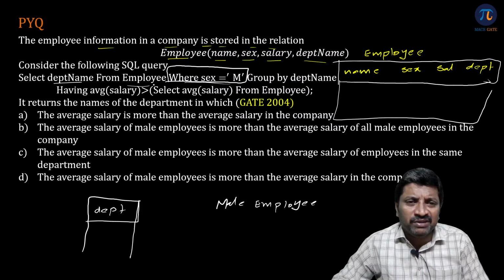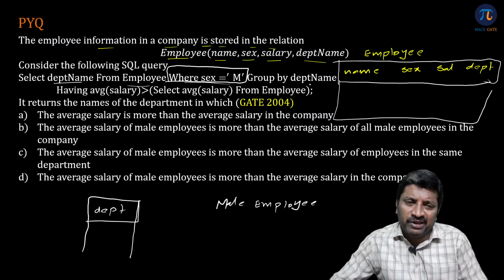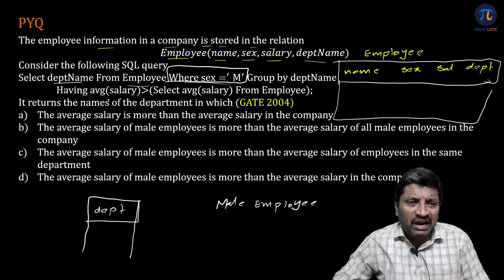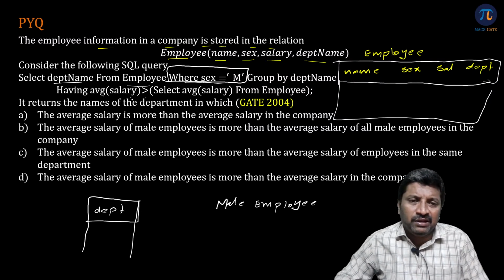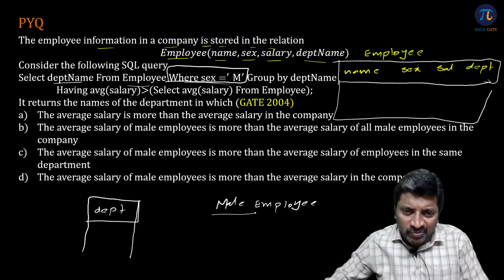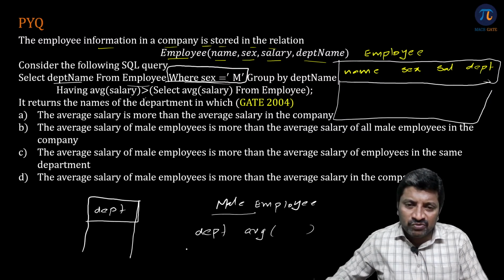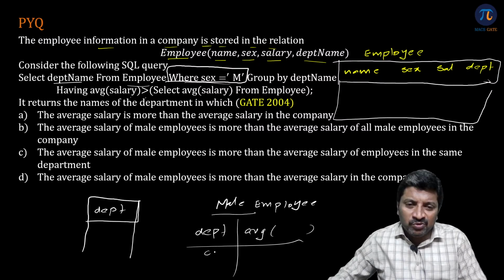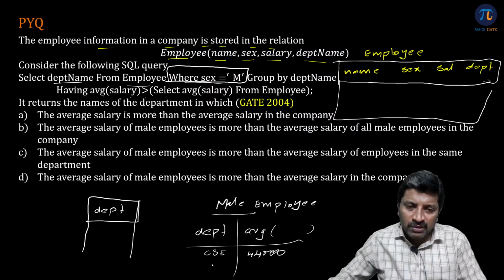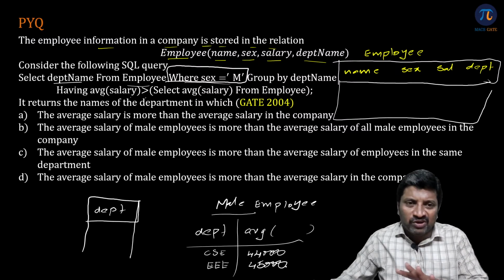So select department name from employee where sex equal to male, group by department name, of course, having average of salary greater than. You are considering only male employees, department and average. When you write like this, you may get CSC with some average number, ECE, EEE with some number. This is what we get.